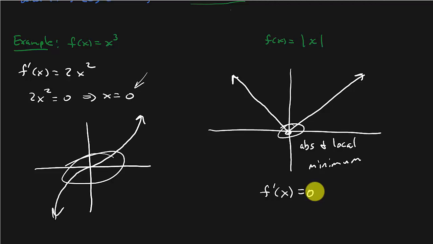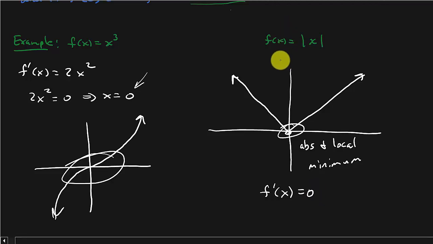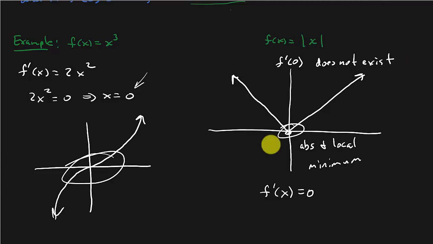Why is that? Well, f prime of 0 for this function does not exist. The derivative at 0 does not exist. So at this x value here, the derivative does not exist, but it is an absolute and local minimum value. But the derivative does not exist. Keep that in mind.